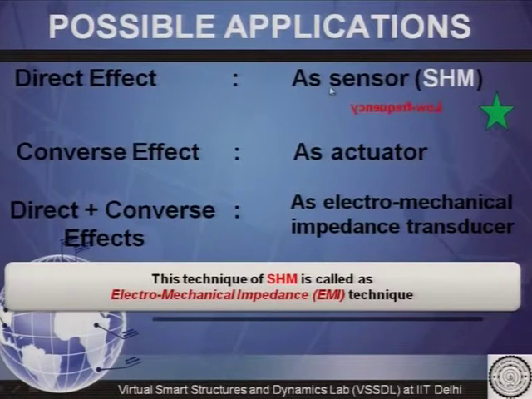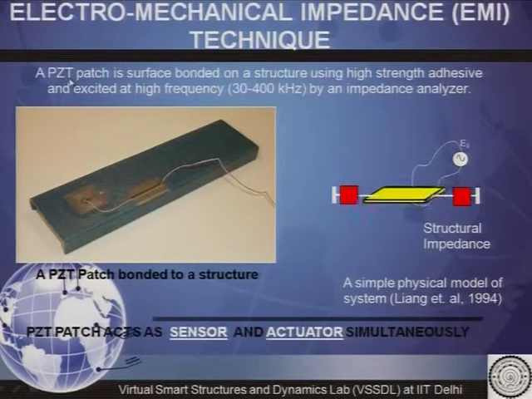In the direct effect, the frequency range is low, in the range of hertz, so 5 hertz to 100 hertz, and the EMI technique is a high frequency technique in which the frequency becomes 30 kilohertz to 400 kilohertz. So, the frequency range has now changed from hertz to kilohertz in the EMI technique. In the EMI technique, a PZT patch is surface bonded to the structure using adhesive and excited at a frequency ranging between 30 to 400 kilohertz using an impedance analyzer.